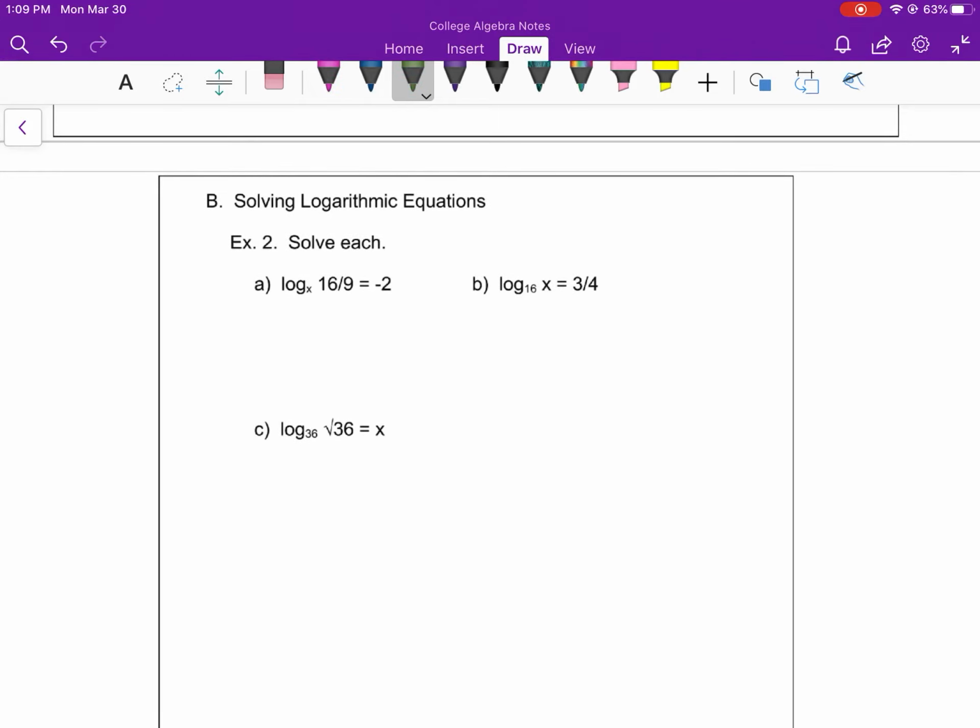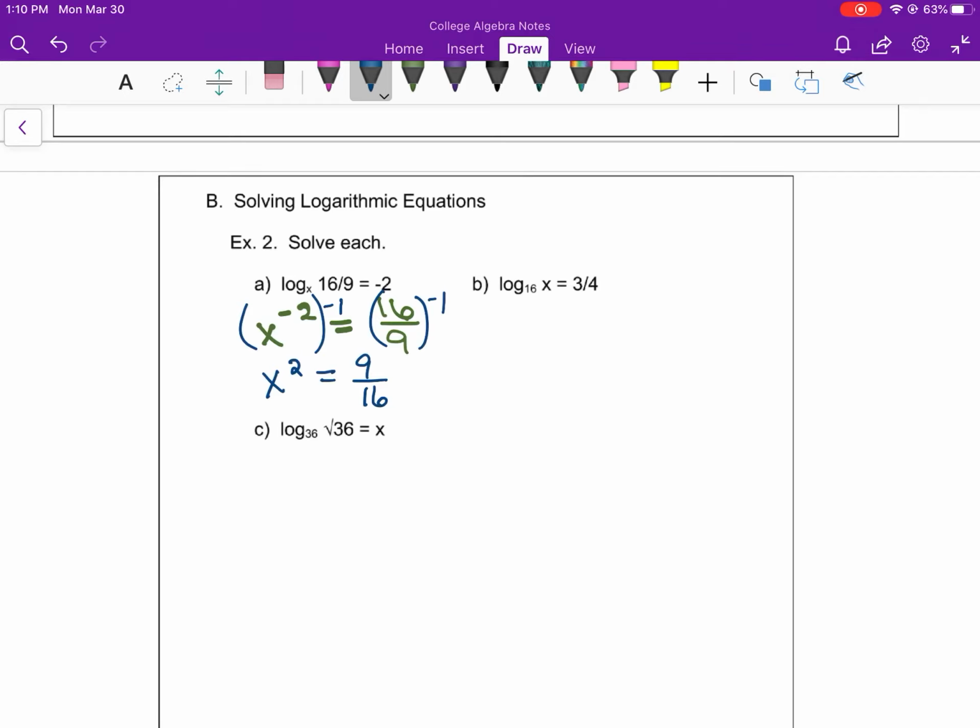And so here's what we're going to do. Our base here is x. Our exponent's negative 2, and that's 16 over 9. All right, some things I can do to try to solve this equation. If I multiply or take both sides to the negative first, that will give me x to the second equals 9 over 16. So why did I do that? I did that to get my negative exponent to become positive.